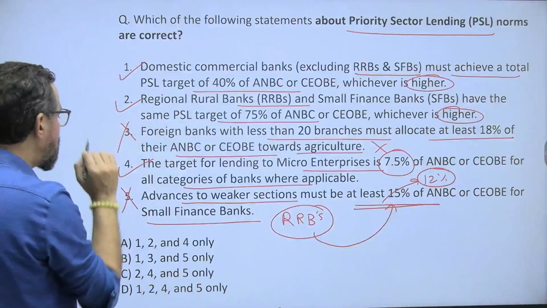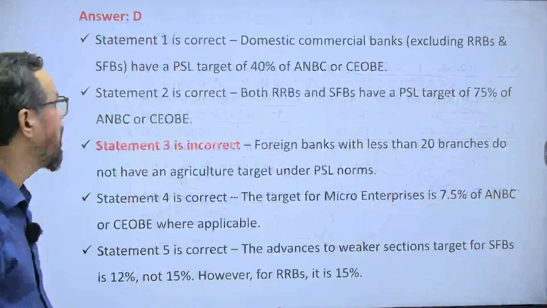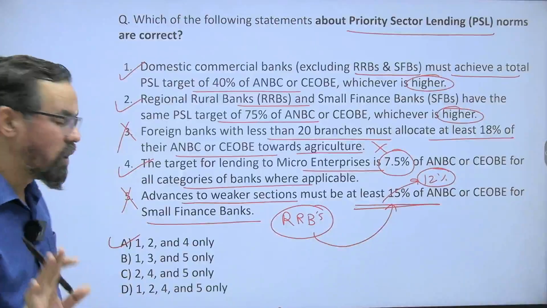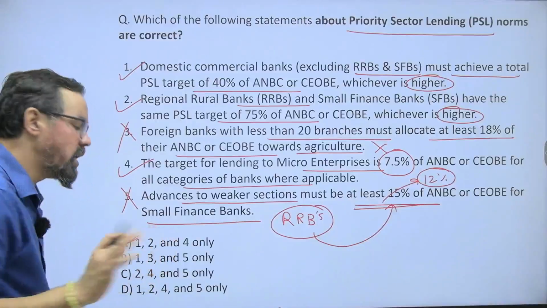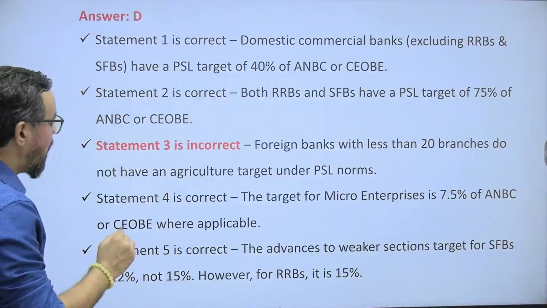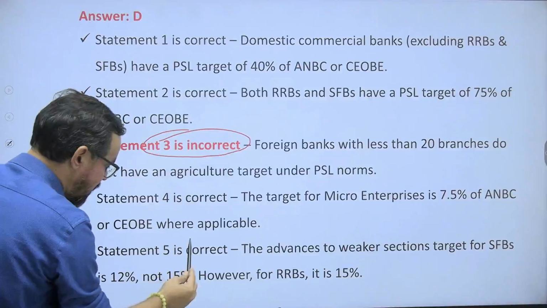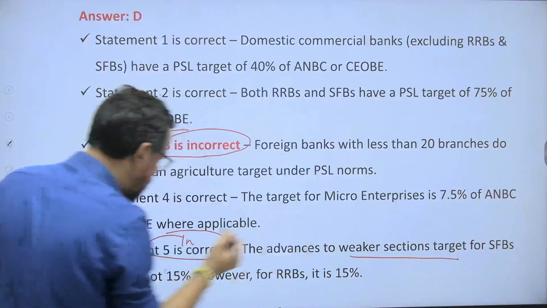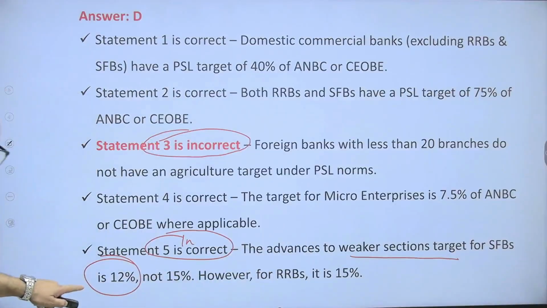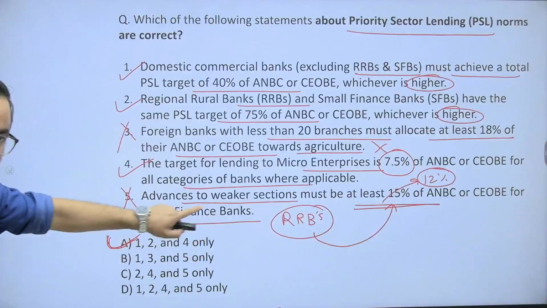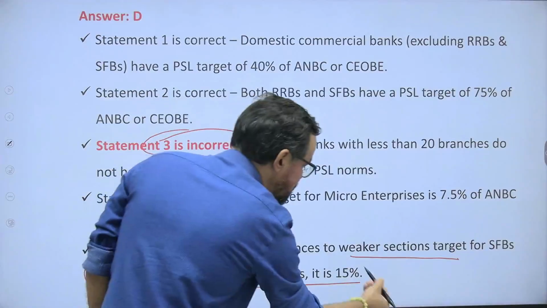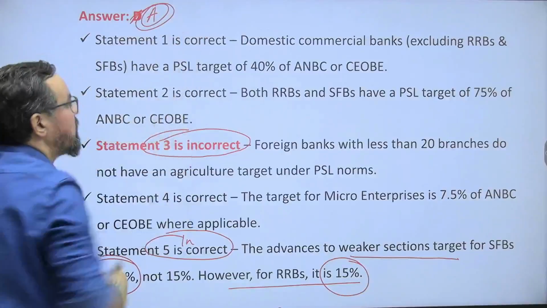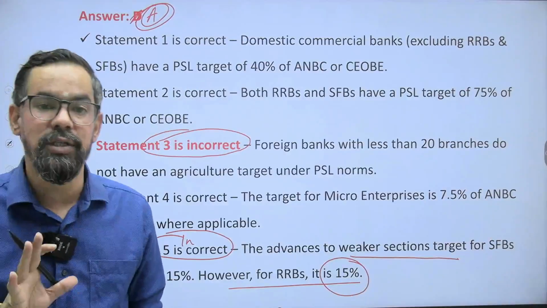Okay? So 1, 2, 4 only. That means option A will be the right answer for this one. Do not get confused. A is 100% correct. Here you can see statement 3 is incorrect. They should mention this one as incorrect. The advances to weaker sections target for small finance banks is 12%. In the explanation it is clearly mentioned 12%, not 15%. However, for RRBs it is 15%. This statement is also incorrect. So what will be your correct answer? A must be the right answer for this one. I hope you are getting these things clearly, right?